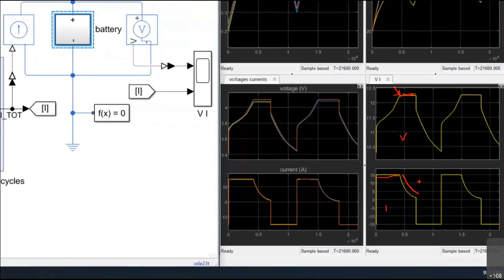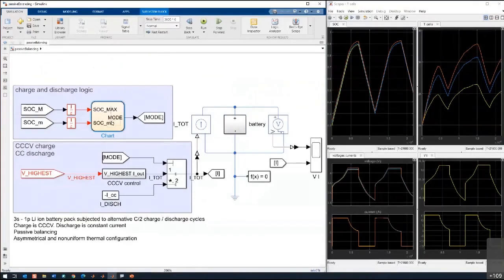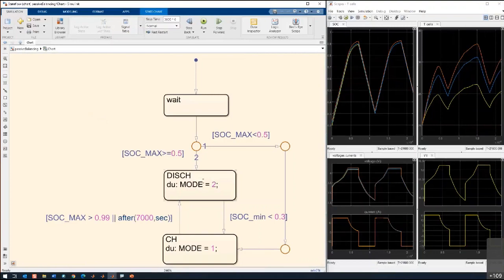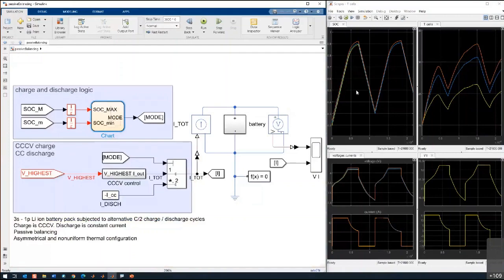That has a very important advantage, because I have to avoid overcharging a battery cell at all costs, because overcharging a lithium ion cell is actually very dangerous. What I can do with this type of charging is charge fast at the beginning and then start charging slowly at the end. So that's the charging. The discharging is much simpler. It's just constant current discharge. So I'm charging and discharging, and the switch between charge and discharge is very, very simple. It charges when the state of charge, the maximum state of charge of the pack, is 99%, and it starts the charging when the minimum state of charge is 30%.